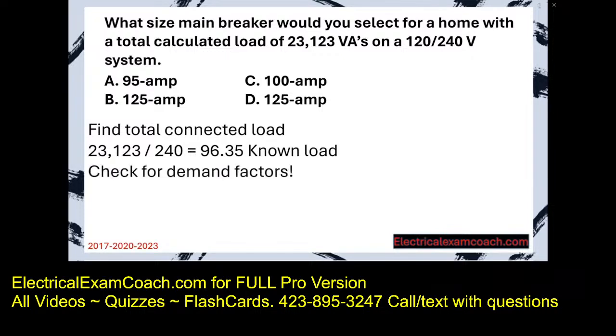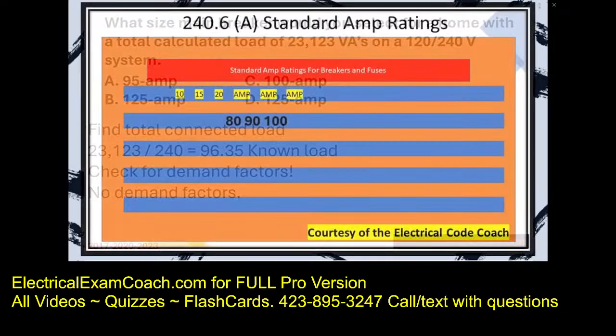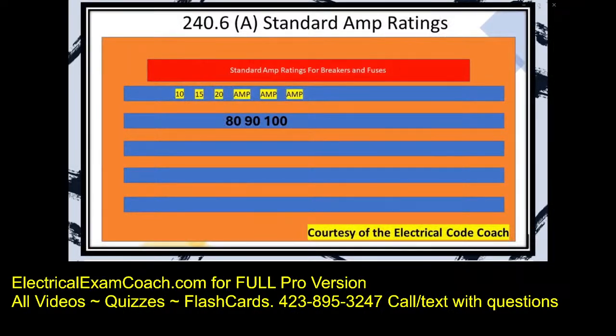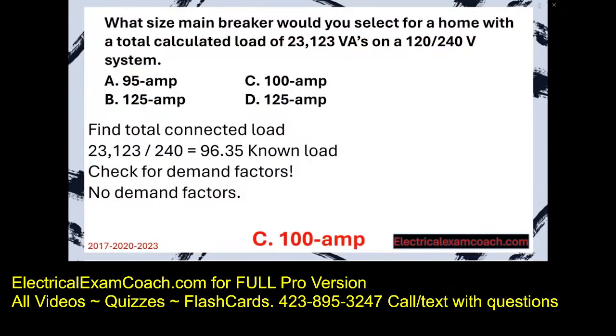Now we check for demand factors. Because this load calculation was already performed, there are no more demand factors to do. They were done along the way, right? We would have performed our range demand factor, our dryer demand factor, and then now we have this total lump sum of 23,123. So all we have to do is divide by 240, and there are no demand factors. Now that we have our known load, we head to table 240.6a, and we choose the next size up. And in this case is going to be a 100. Great job.